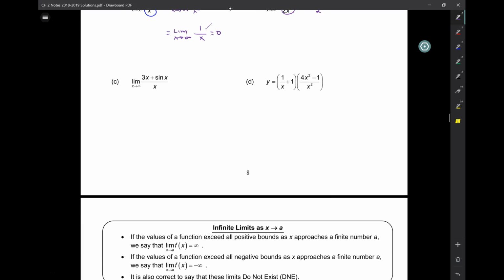Okay, this one, when you don't have a polynomial function on top, you have an algebraic and a trig function combined. What we're going to do is separate this. This is going to be the limit as x approaches infinity of 3x over x, plus the limit as x approaches infinity of sine x over x.